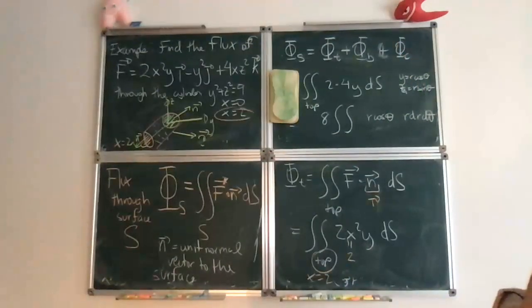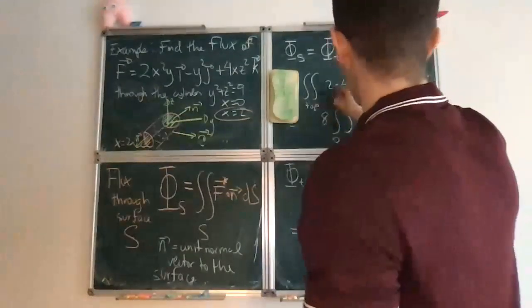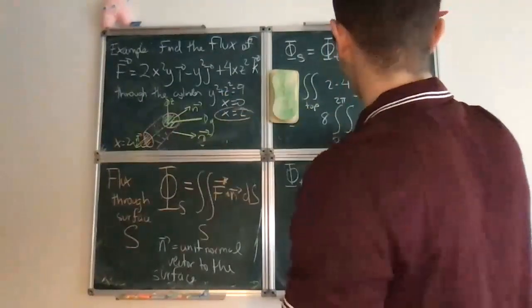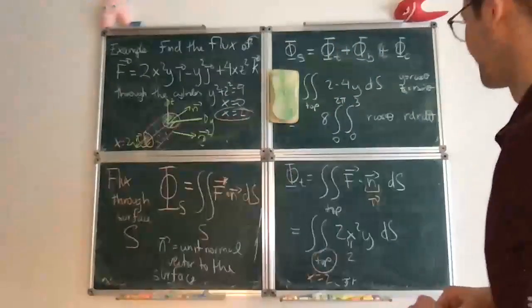Okay? And this will go from 0 to 2 pi, and this is a cylinder of radius 3, so this is going from 0 to 3.